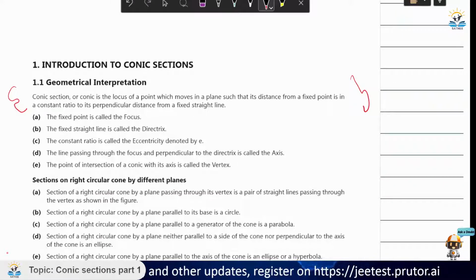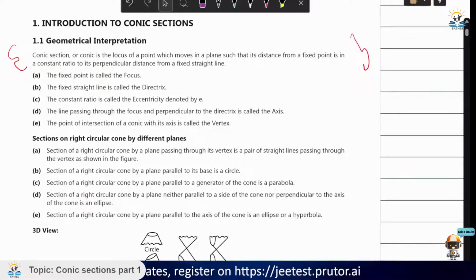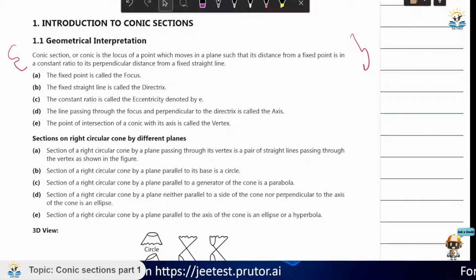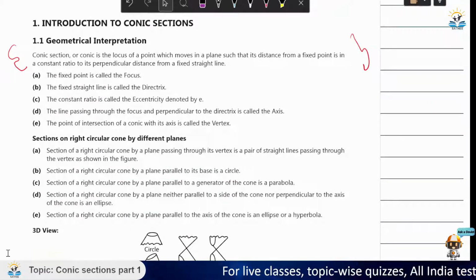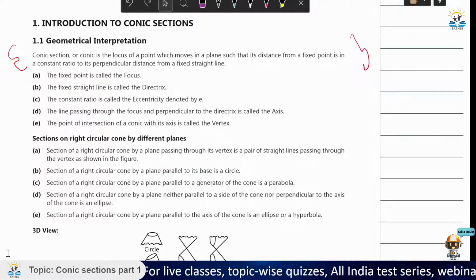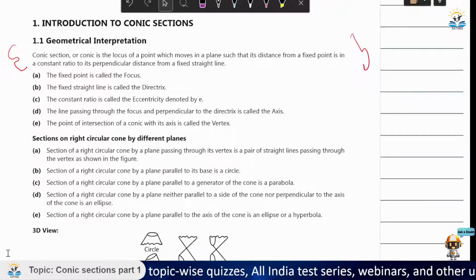If you try to relate and imagine the formulas in your mind, you'll see that the formulas are also not that different. Okay, so now the fixed point is called the focus, the straight line is called the directrix, the constant ratio is called the eccentricity, the line passing through the focus and perpendicular to the directrix is called the axis, the point of intersection of the conic with the axis is called the vertex. This is applicable to all the three conics that we are going to study, be it the hyperbola, the ellipse, or the parabola. We have already covered the ellipse in our previous lecture, so we'll be continuing with the parabola here and see where it goes.